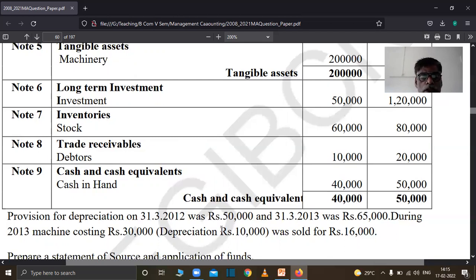And depreciation charged on the sold asset, 10,000 till the date of sale, is to be shown in the machinery account. This is to be shown in the machinery account as provision for depreciation, 10,000.